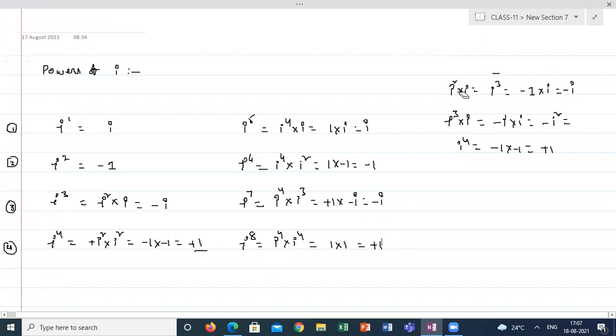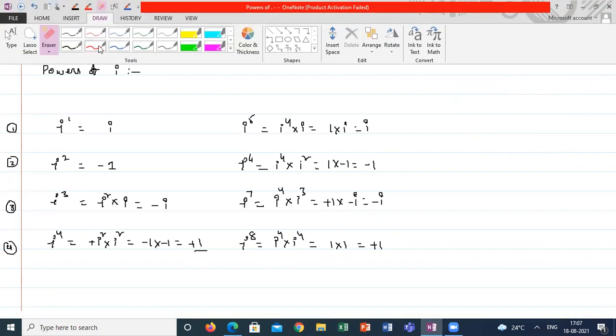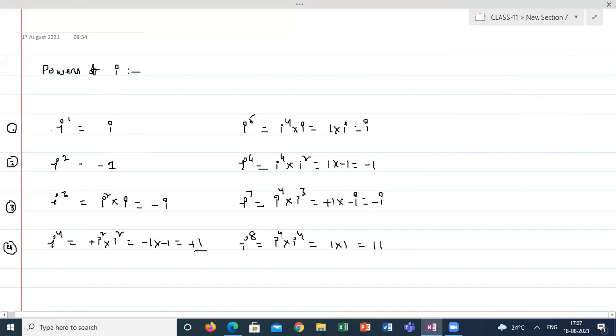What kind of sequence is it following, guys? Can anyone frame the equations for powers of i? There are 4 equations we can frame for the powers of i. Every 4 numbers, the sequence repeats. It's a cyclic process. For power 1, it is i. For power 2, it is minus 1 according to the definition. For power 3, it is minus i. For power 4, it is plus 1.